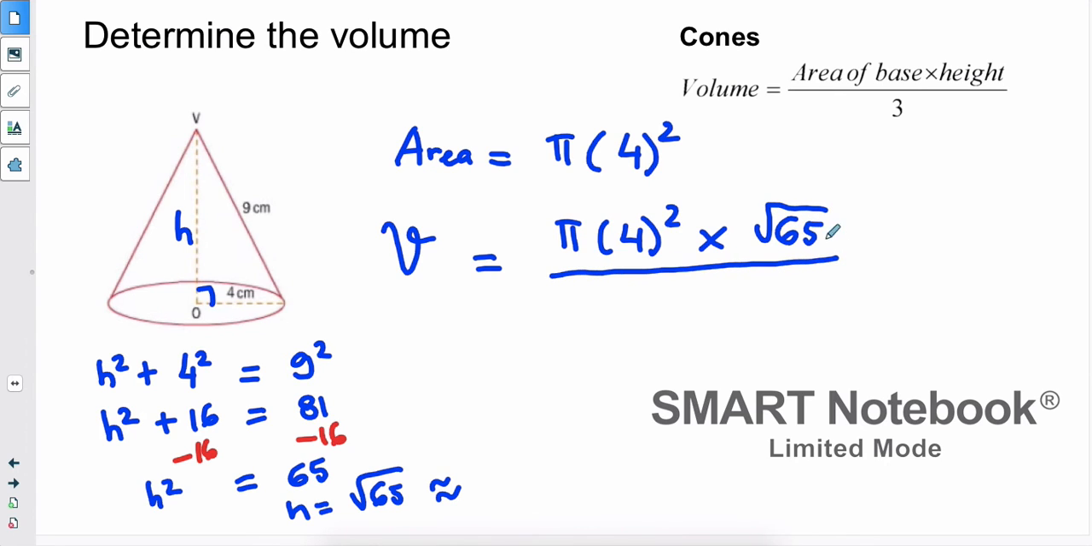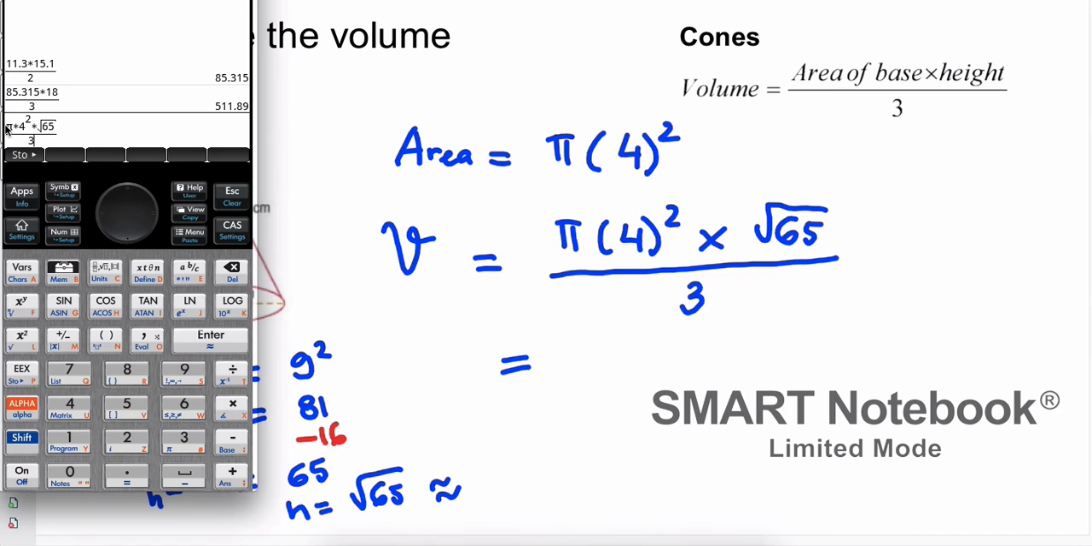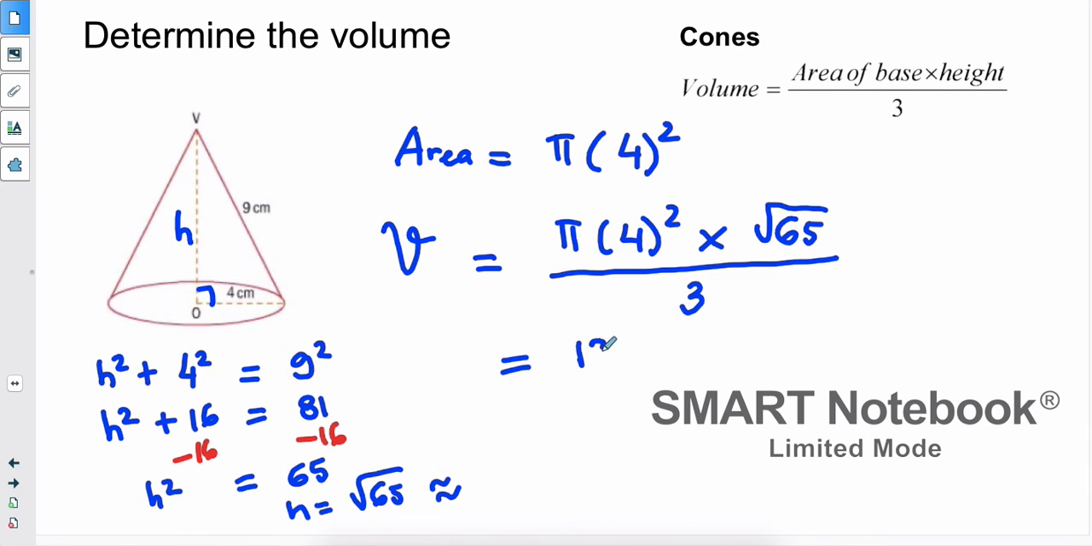And then don't forget, volume of pyramid: divide area of base times height by 3. And when we enter that in our calculator in one go, exactly as it is, then we get, to the nearest whole number, 135. So to the nearest whole number, it's 135, and the unit is centimeter cube.